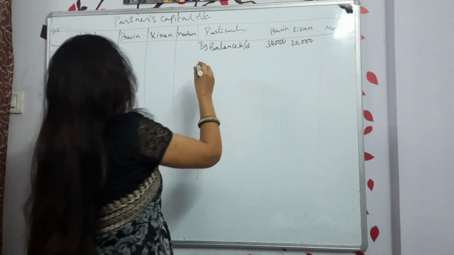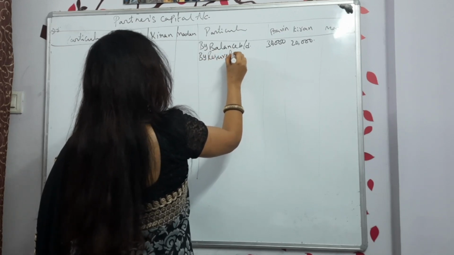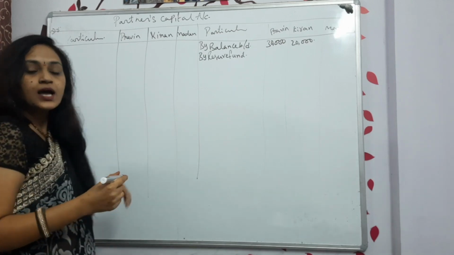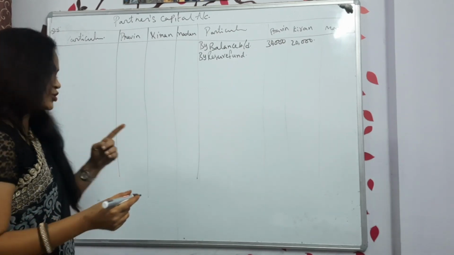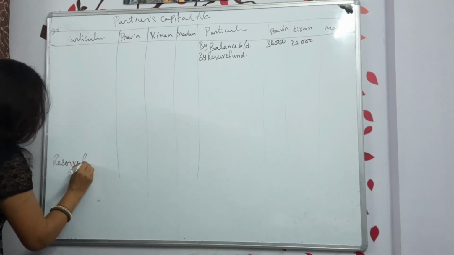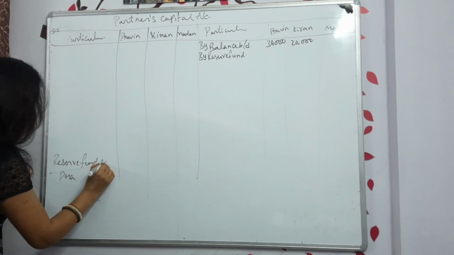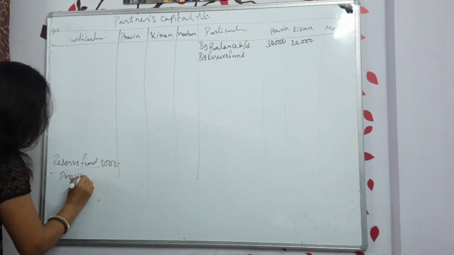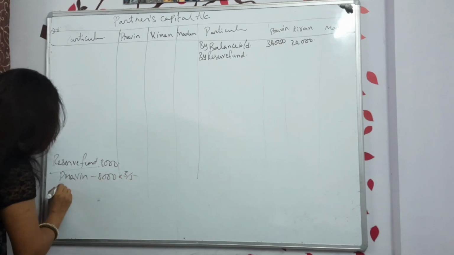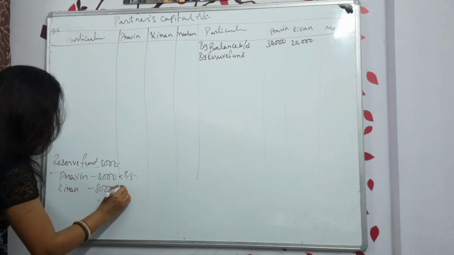Okay. Now, reserve fund. Is there any reserve given in the question? There is a reserve, that is 8,000. It should be shared between the partners in the ratio of 3:2. So, reserve fund. What are the names of the partners? Praveen, how much? 8,000. Praveen, 8,000 into 3 by 5. Kiran, 8,000 into 2 by 5.